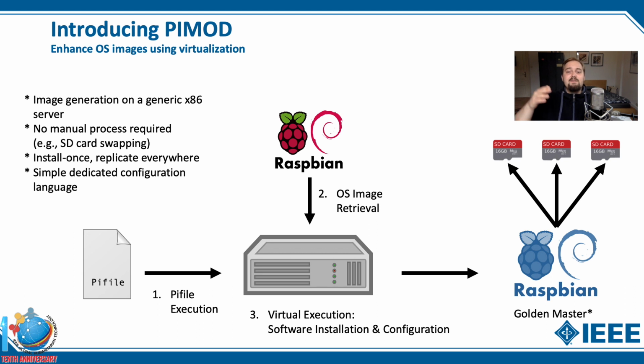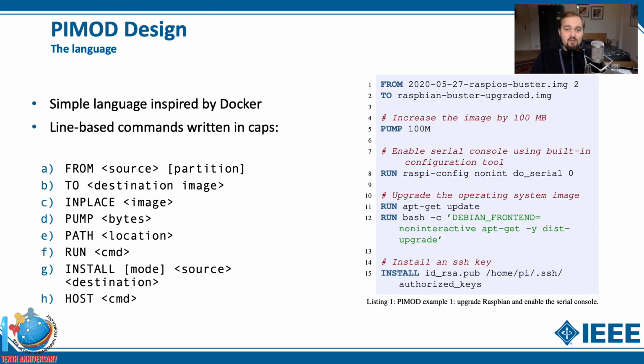And this then leads to the golden master. And the nice thing is, you don't have to swap out any SD cards. There's no manual process. And you do the install once. You create the image, the golden master, once, and then replicate it to all the SD cards you want to provision. And this leads us to the example we want to show you.